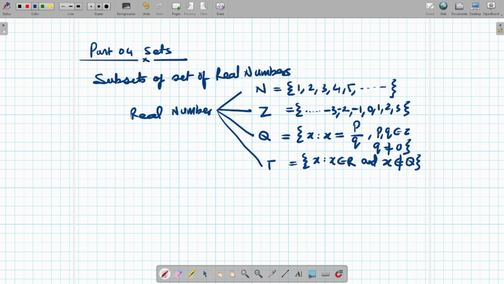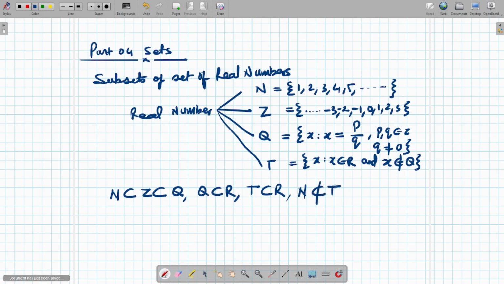All right. Now let us say something that it can also be denoted as what? N is a subset of Z and Z is a subset of Q. Q is a subset of R. T is a subset of R. N is not a subset of T. These are the observations that we could possibly say.